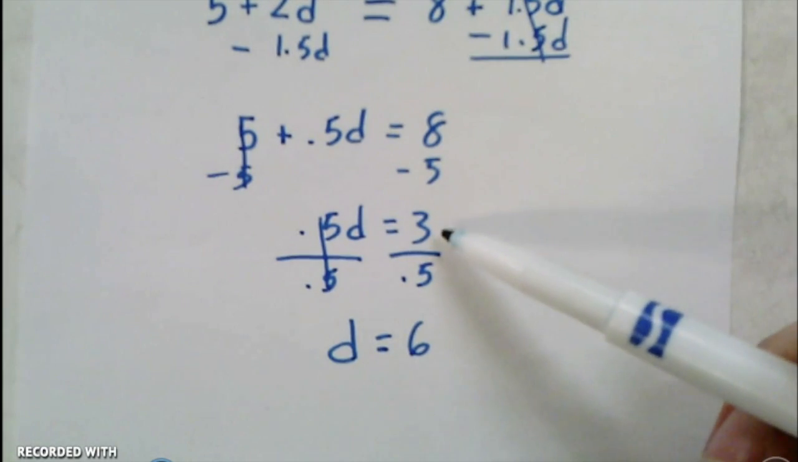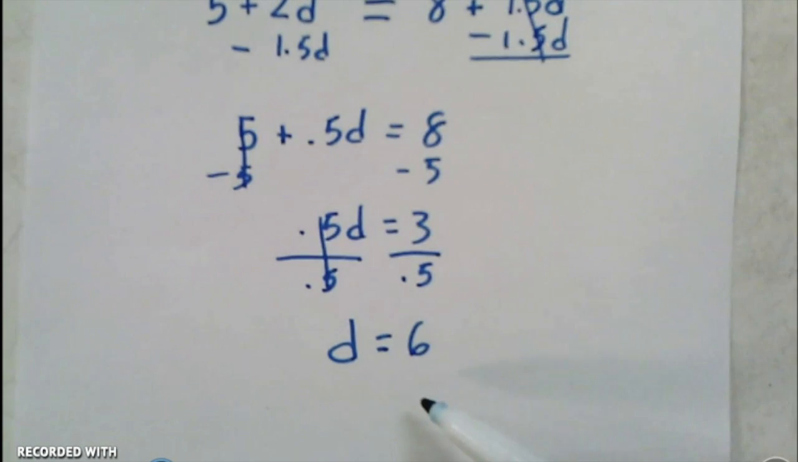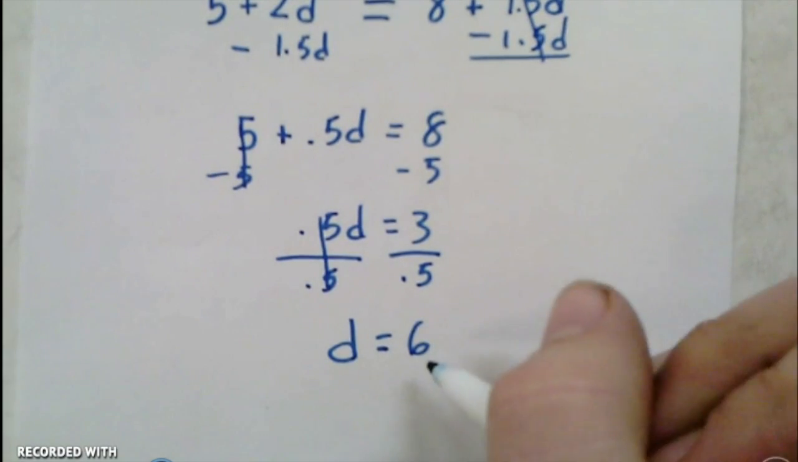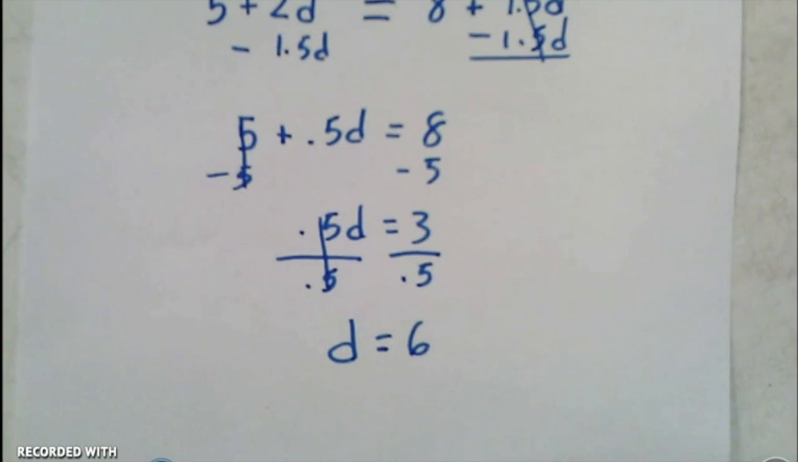Remember that dividing by 0.5 is the same thing as multiplying by 2. Dividing by half, same thing as multiplying by 2. So it is going to take 6 days for them to catch up with each other.